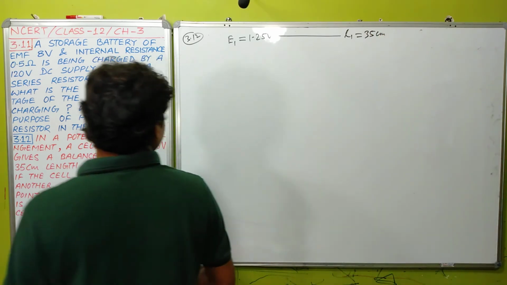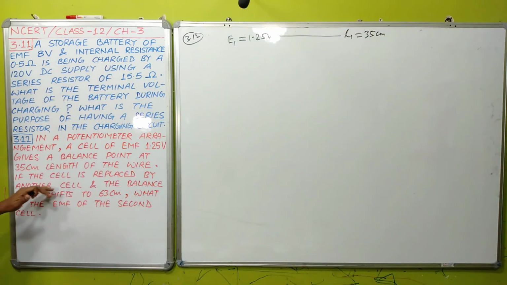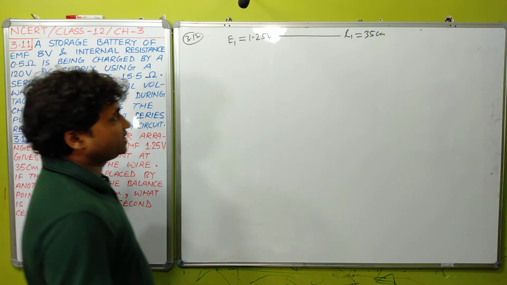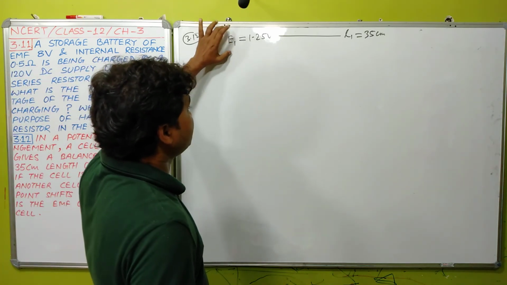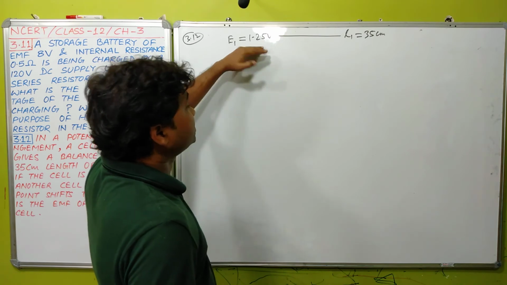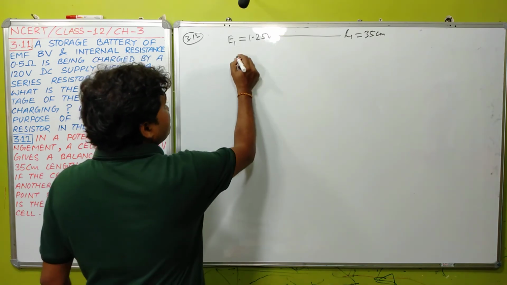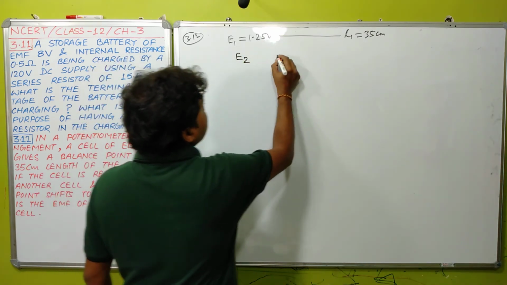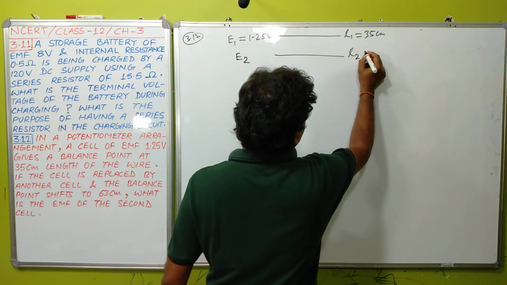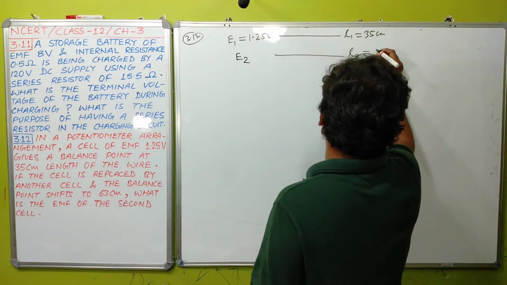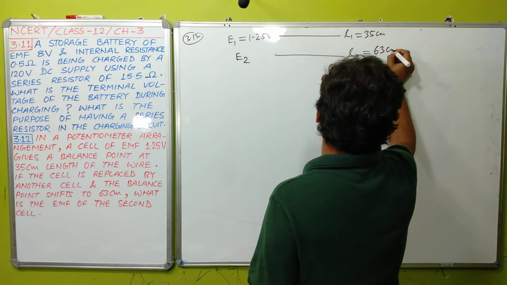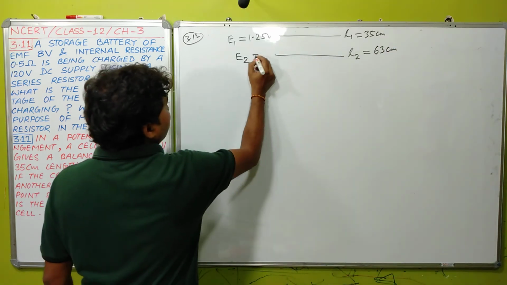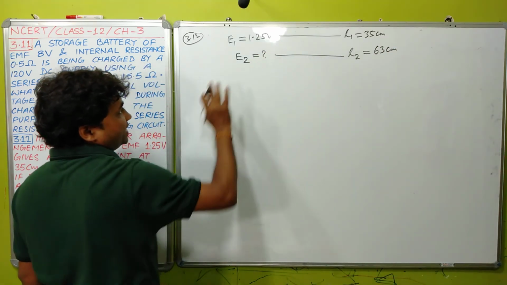centimeter. And the question is further saying, if the cell is replaced by another cell and the balance point shifts to 63 centimeter, what is the EMF of the second cell? Now the question is saying if we replace this battery having EMF 1.2 volt with another battery, say EMF E2, then we get the balancing length L2 equals 63 centimeter. Then we have to find the value of EMF of this second cell.